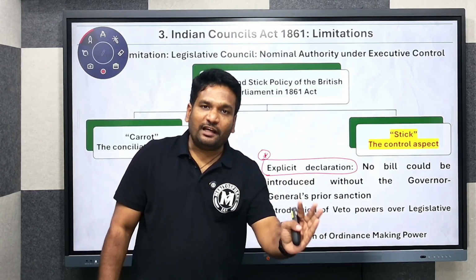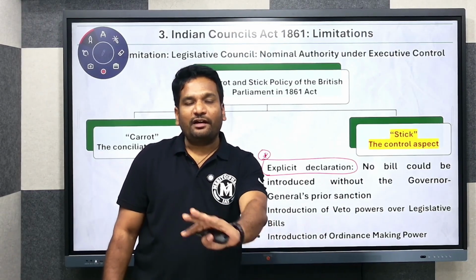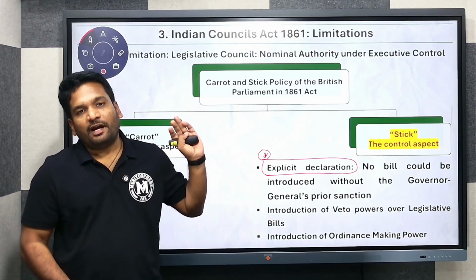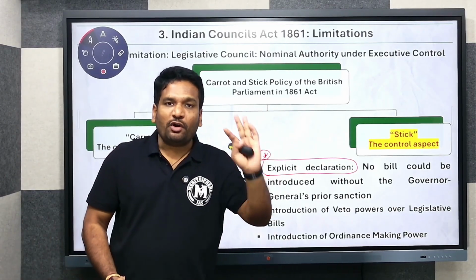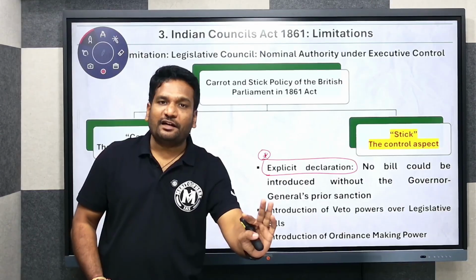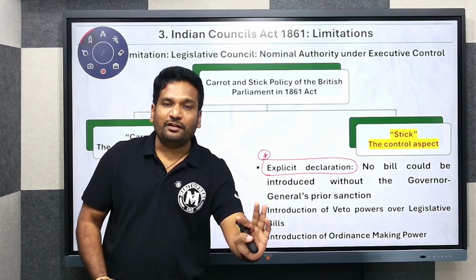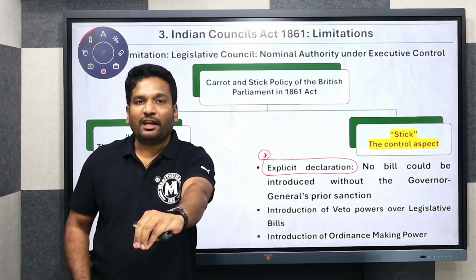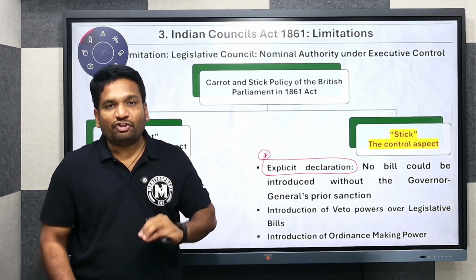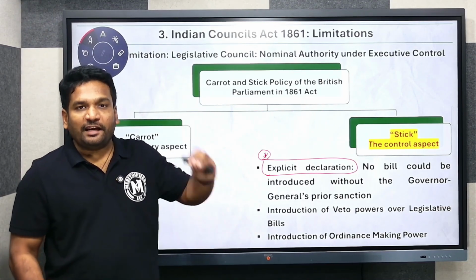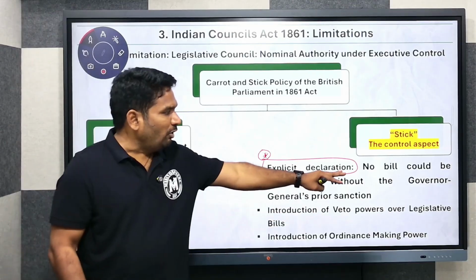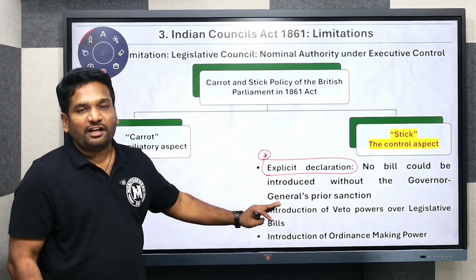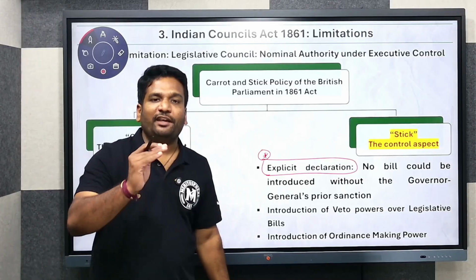However, even under the 1853 Act, the real authority lay with the Executive Council. It is a different matter, but I am talking about the provisions. Under the 1853 provisions, there was no explicit restriction that for the introduction of a bill, the Governor General's prior approval is required. But under the provisions of the 1861 Act, there was a clear explicit mentioning that no bill could be introduced without the Governor General's prior sanction. Without the Governor General's prior sanction, no bill has to be introduced in India.